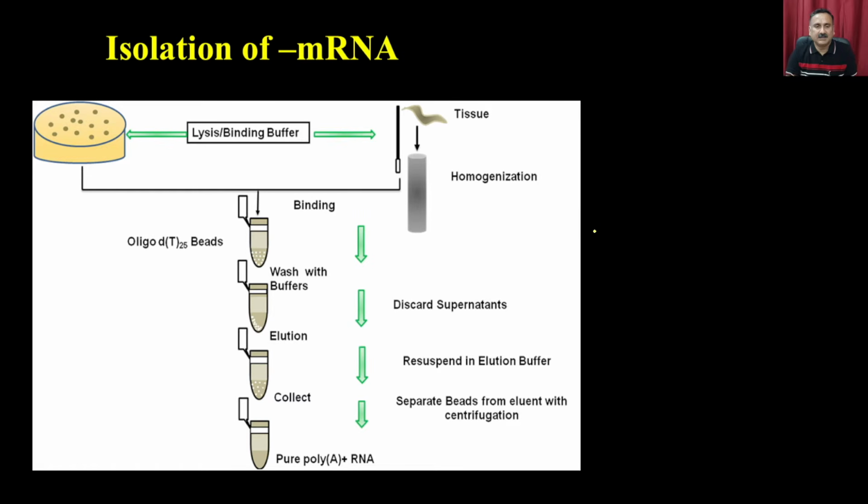There are two methods by which we can isolate the messenger RNA. One, we can use the affinity column, the affinity dT columns. And the other approach is that we can use the Trizol method.